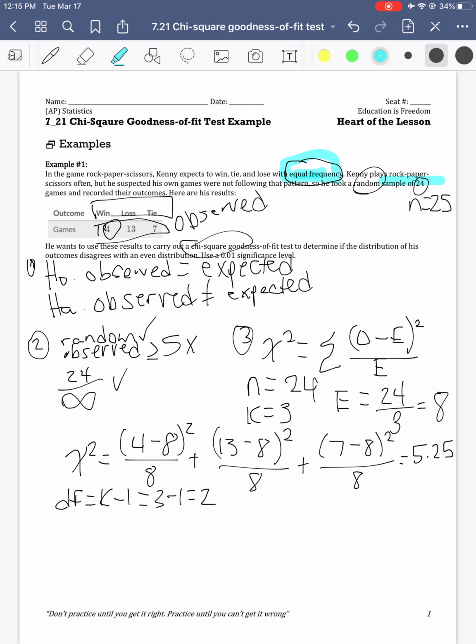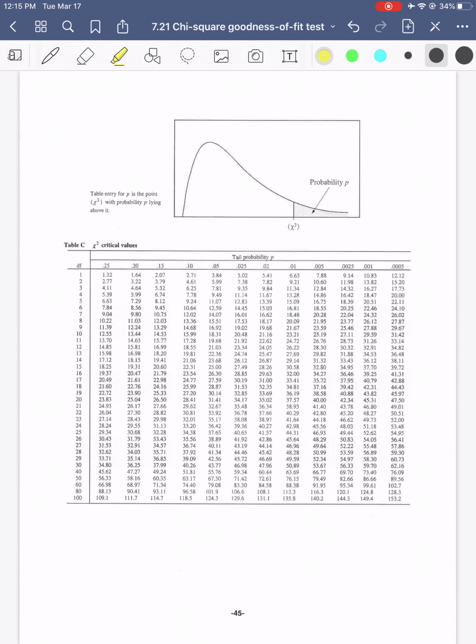Now I need to take these 2 values and go to my chi-squared table. I'm going to look in the second row here, and look across to see where 5.25 is going to be between. That's going to be between these 2 values here, 4.61 and 5.99. So that means that our p-value is going to be between 0.10 and 0.05.